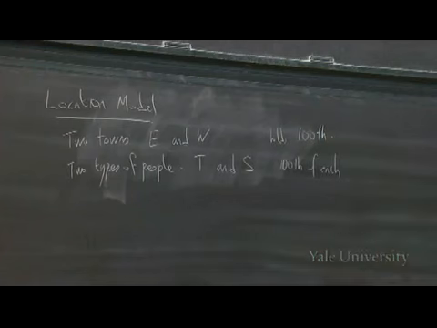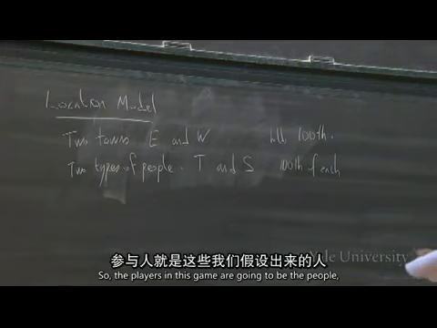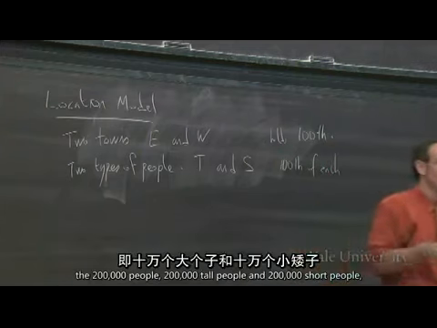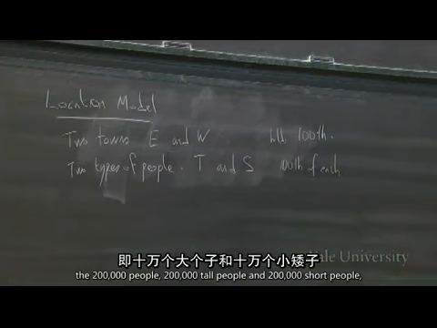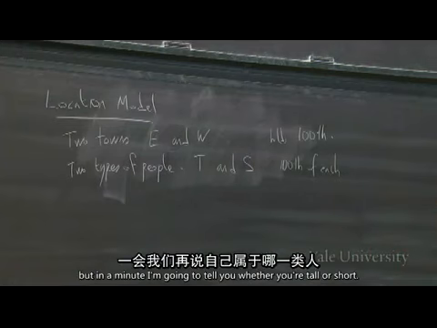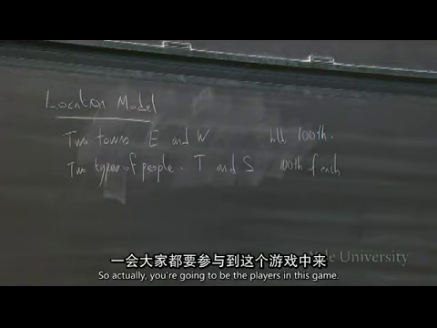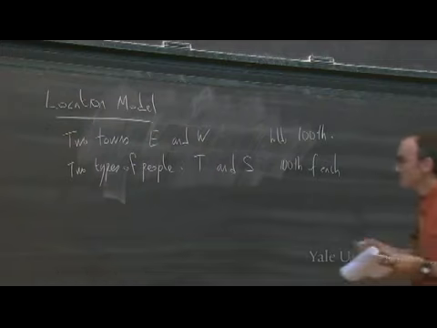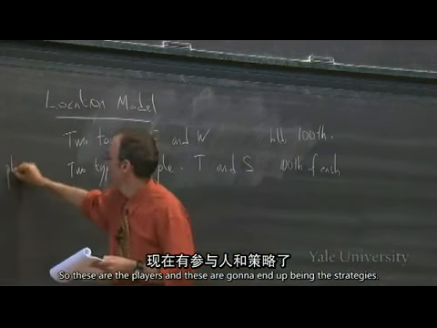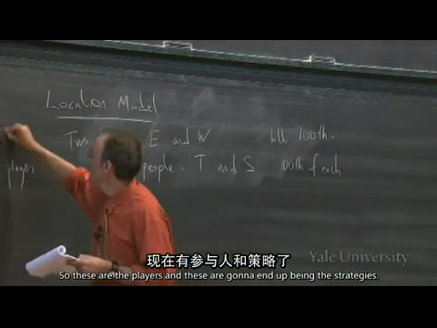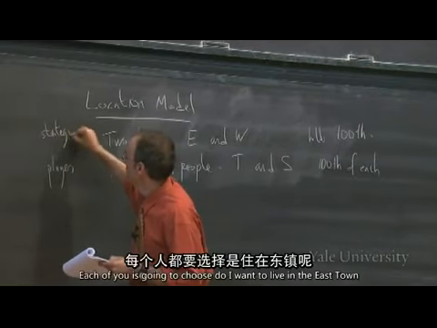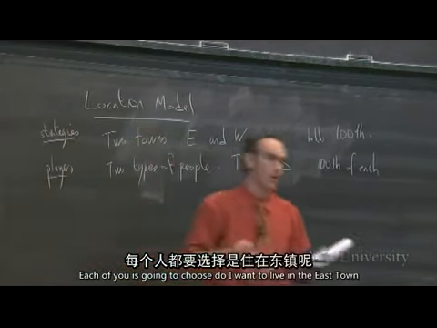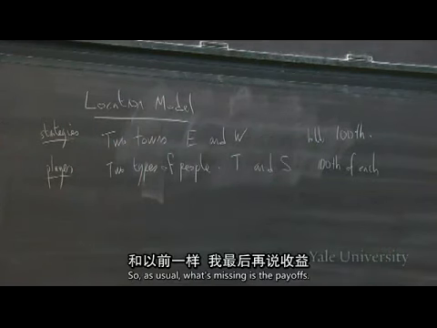All right. So the players in this game are going to be the people, the 100,000 tall people and 100,000 short people. But in a minute, I'm going to tell you whether you're tall or short. So actually, you're going to be the players in this game. And the strategies are going to be a choice of whether you choose east or west. All right, so these are the players, and these are going to end up being the strategies. Each of you is going to choose, do I want to live in the east town or do I want to live in west town? So as usual, what's missing is the payoffs.